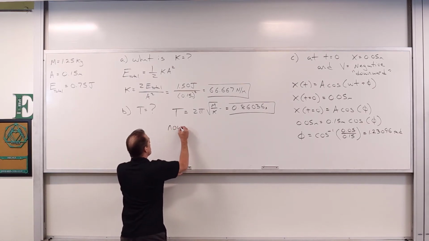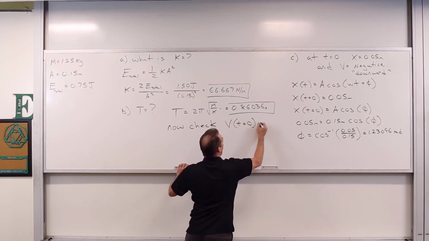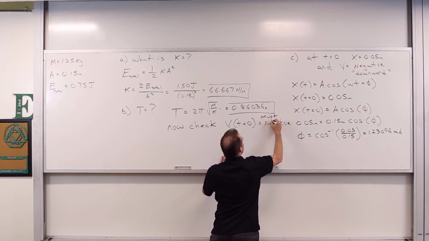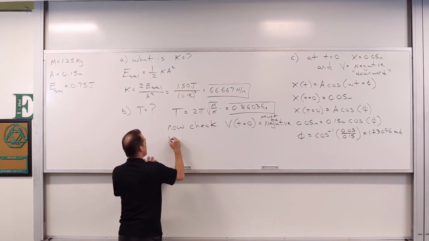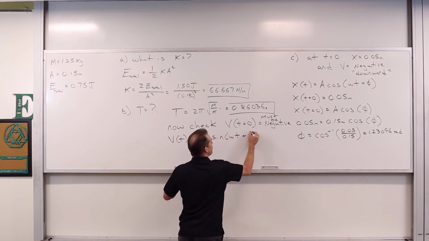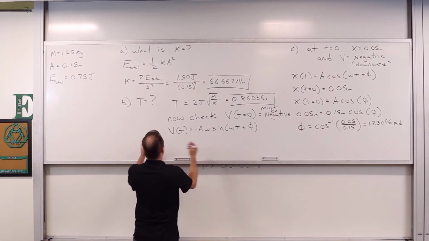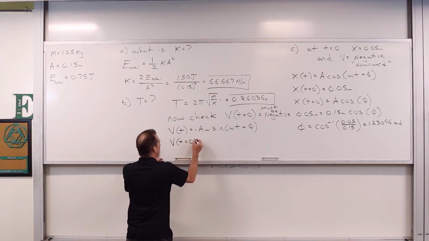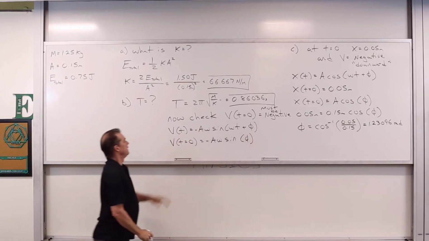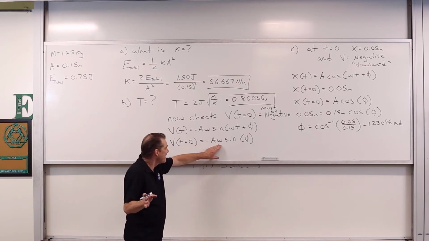So now, check v of t at t equals 0. It must be negative. What is v of t? Well, v of t is equal to negative A omega times the sine of omega t plus phi. That's the general expression for velocity as a function of time, and v at t equals 0 is negative A omega times the sine of phi. All right. Well, A and omega, those are constants, and they are both positive.